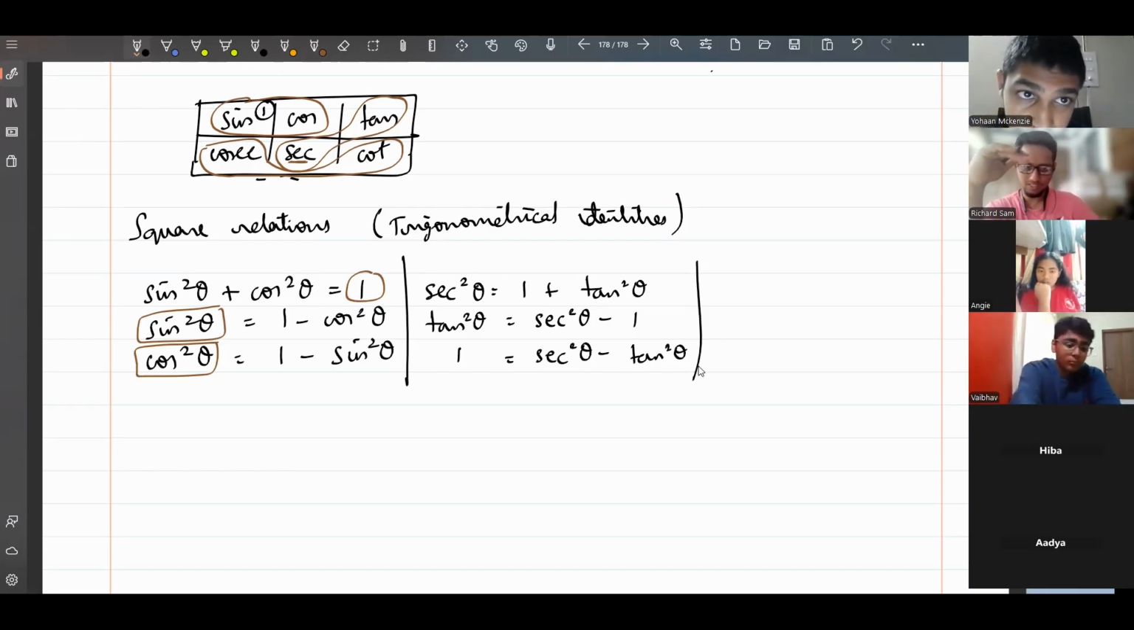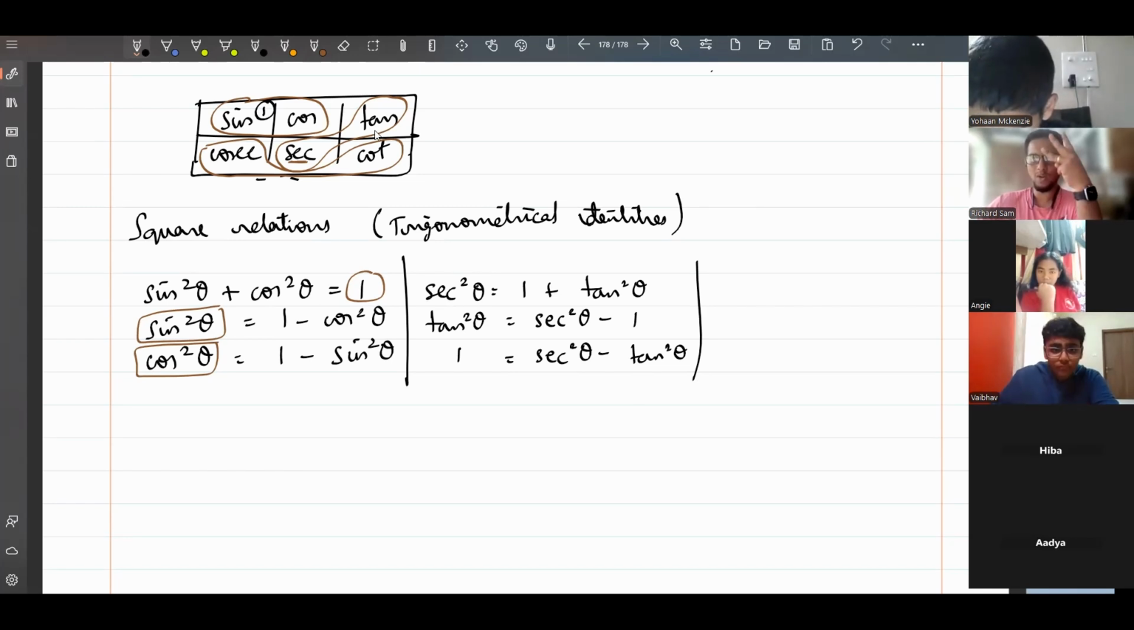Those 3 equations from the first one. Remember like this, out of sec, tan and 1, which is the biggest? Sec is the biggest. So sec square theta is 1 plus tan square theta. That's the one identity that you have to get. Then the other 2 are just when you make tan square theta the subject and 1 the subject. Okay, write that down.